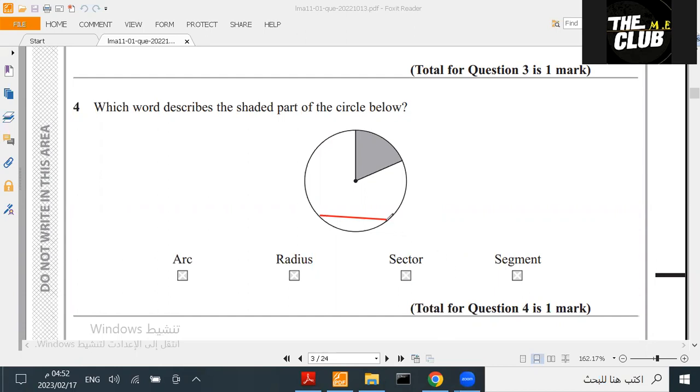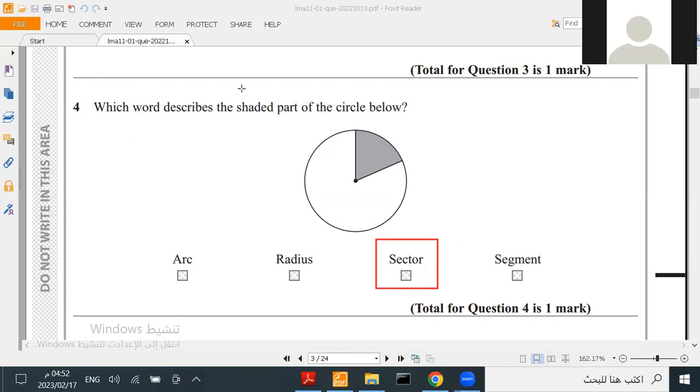A segment is a part of the circle that doesn't touch the center. The answer is what? It's a sector. A sector is a part of the circle from the circumference to the center. That's it for question 4.